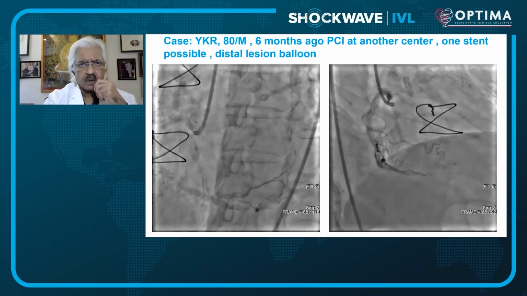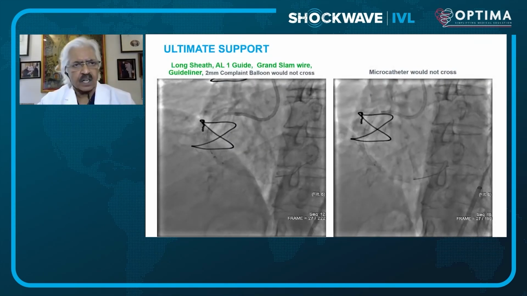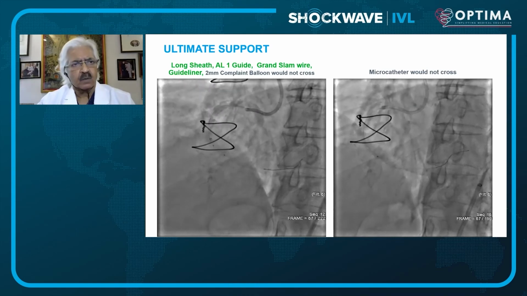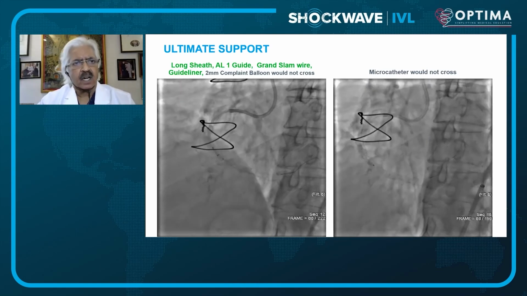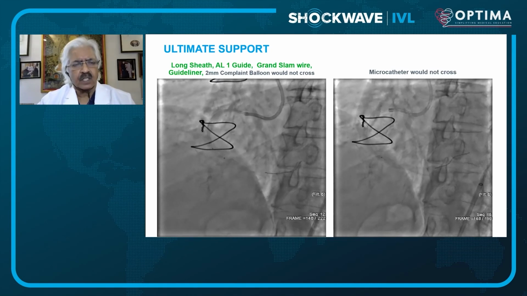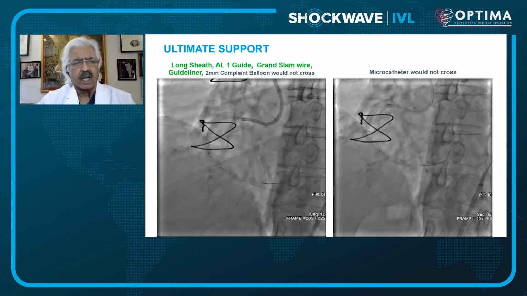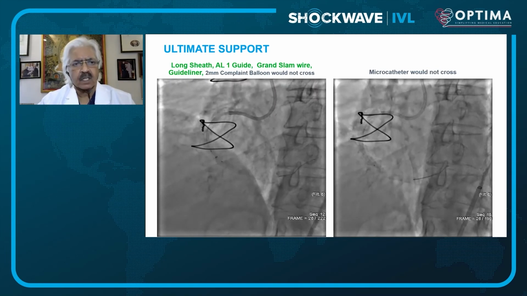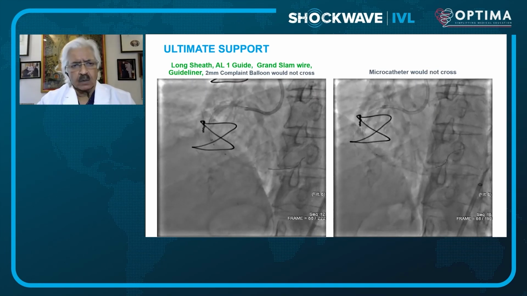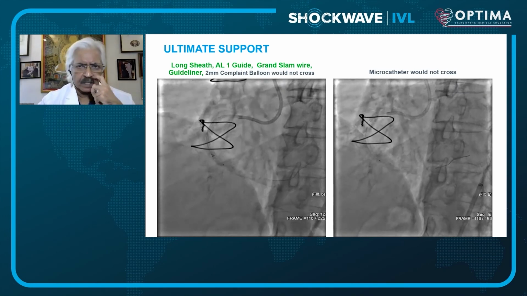This came to us with class 4 angina, and we therefore proceeded to deal with it. You can actually see that this is an Ultimate support. A long sheath was needed. An AL1 guide was needed because it was an upgoing RCA, heavily calcified, with a Grand Slam wire, and a guide extension catheter was needed. A 2 millimeter balloon and a microcatheter would not go across the distal lesion, so the distal lesion was rotablated.